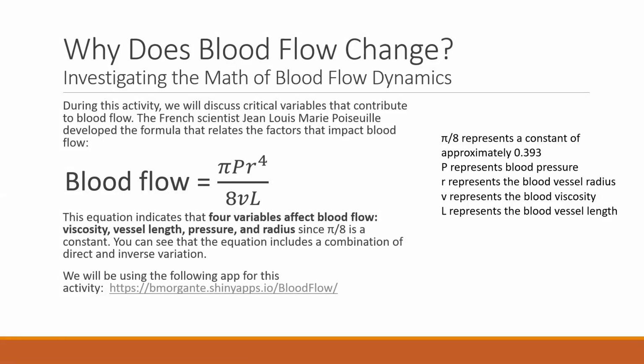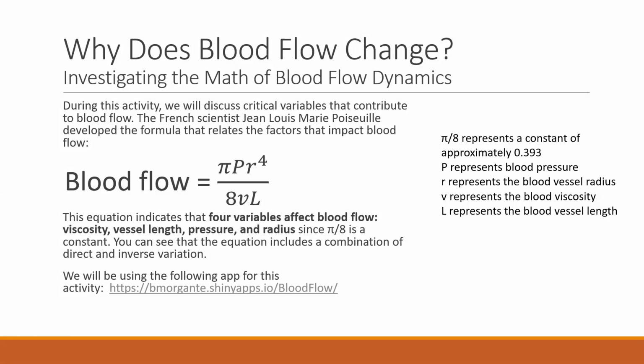The vessel length is the uppercase L in the formula. Your blood pressure is uppercase P, and the vessel radius, how big around the vessel is that the blood is trying to flow through, is the R, which has the 4th power on it. All of these variables come together with a constant of pi over 8. So there is a combination of both direct and inverse variation.